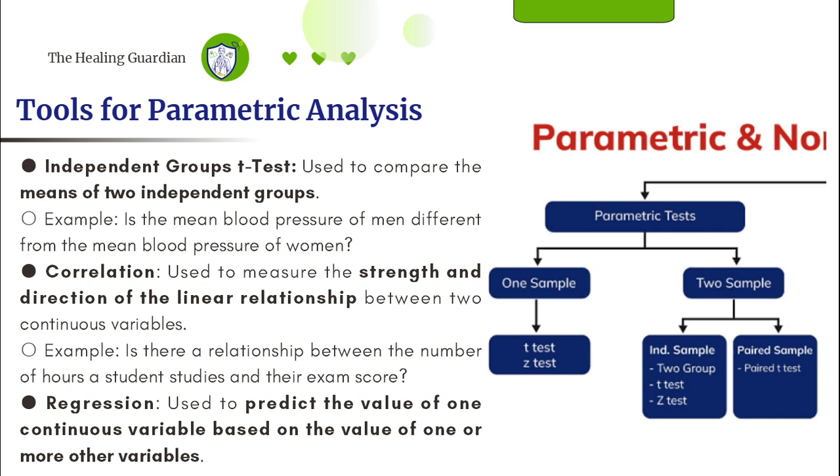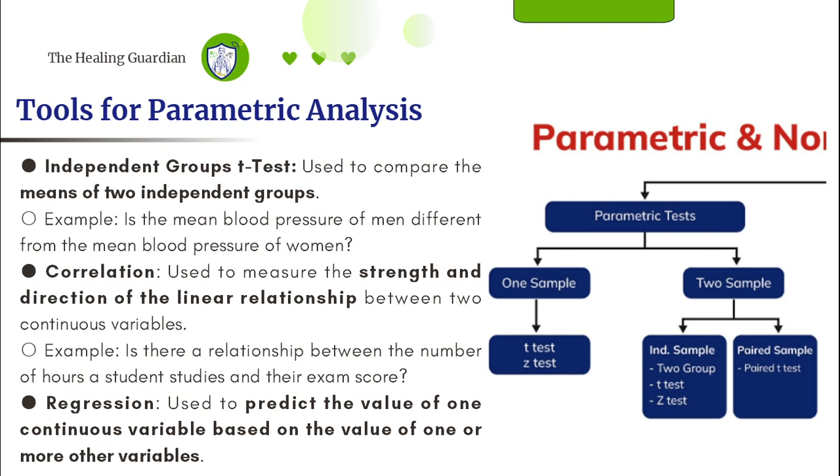In parametric analysis, I can also do correlation tests. Correlation is used to measure the strength and direction of a linear relationship between two continuous variables. Either use Pearson or Spearman correlation, then you test for correlation. Is there a relationship between number of study hours and exam score?